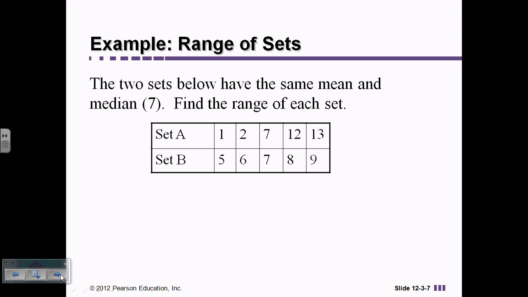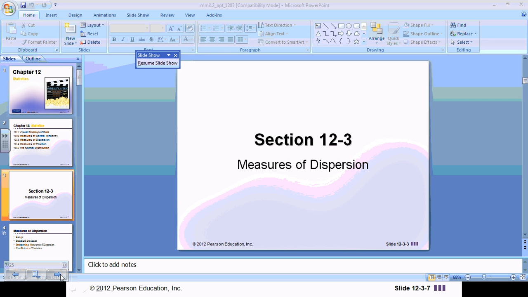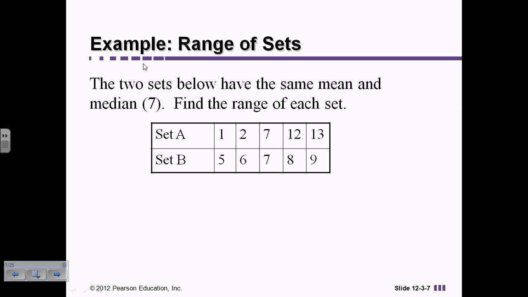So if I have this set of data, and both sets of data have the same mean, in other words, if I take 1 plus 2 plus 7 plus 12 plus 13 and divide it by 5, I get the mean, and they have the same median. Again, they both have the same mean and the same median.